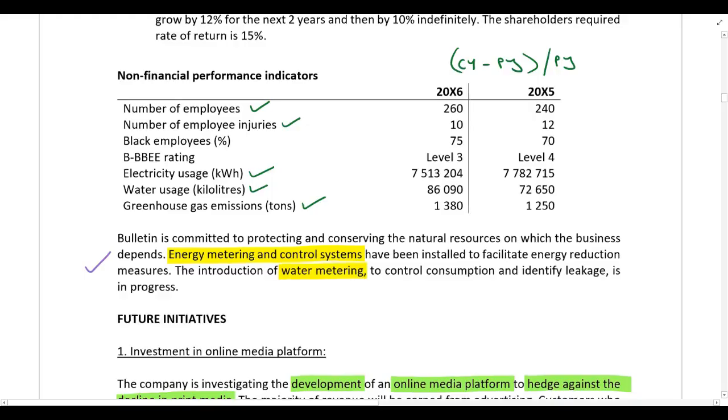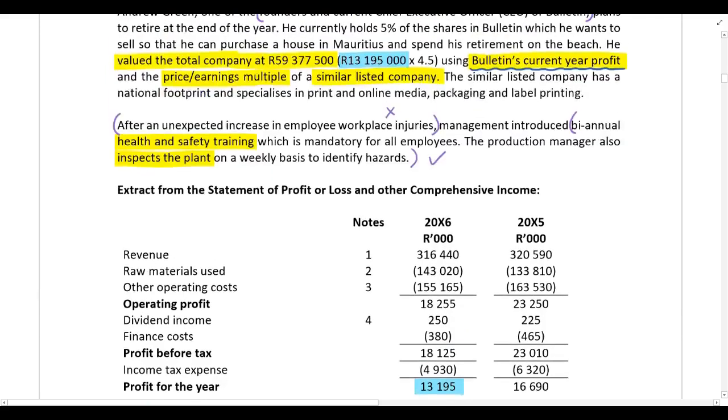If you go back to the scenario on the first page, you'll remember you were told that after an unexpected increase in employee workplace injuries, management introduced biannual health and safety training, which is mandatory for all employees, and the production manager also inspects the plant on a weekly basis to identify hazards. So these initiatives, the introduction of the health and safety training and also the plant inspections, have obviously been successful in reducing the number of employee workplace injuries. So that's the discussion point or the reason that you can include in your solution.